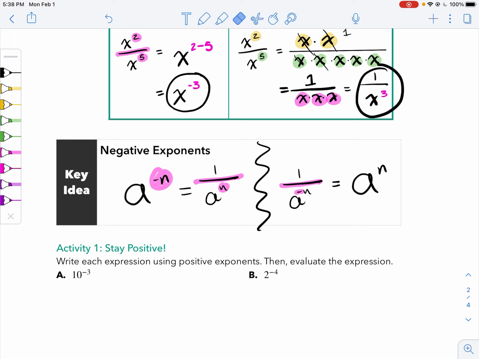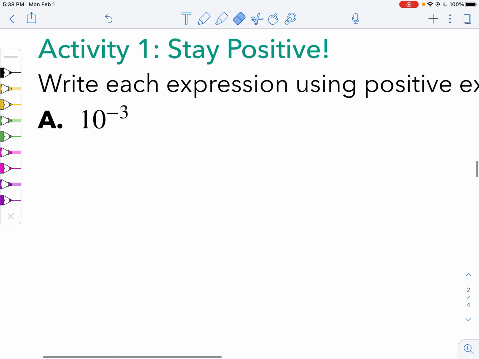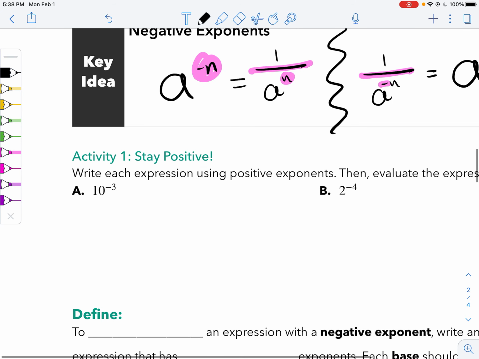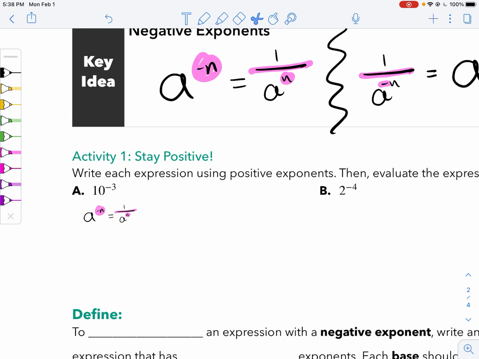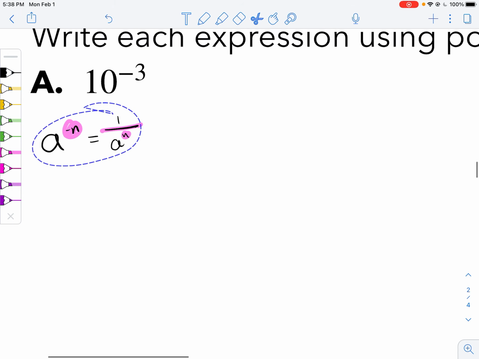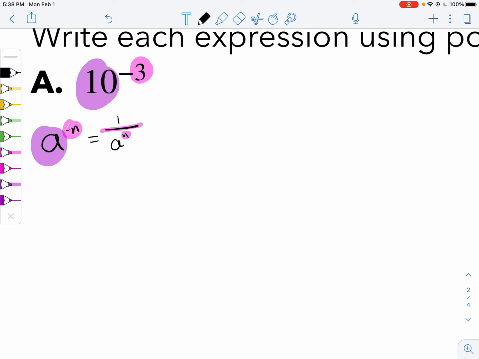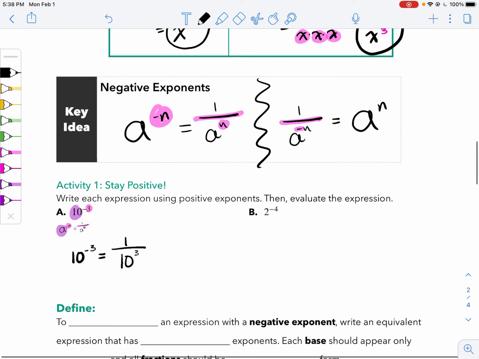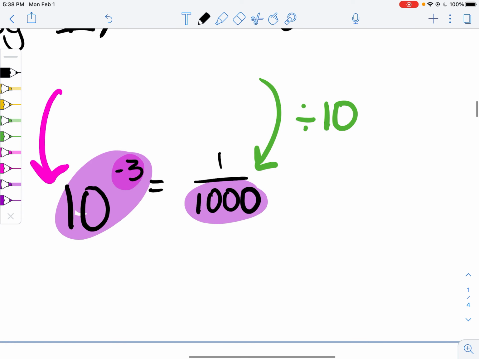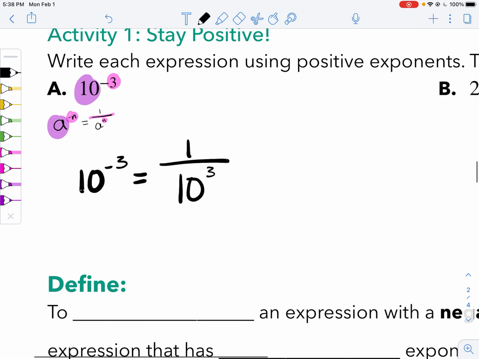I love this rule. So let's figure out how we can rewrite these expressions. Okay, 10 to the negative 3rd. If we have any number to the negative something power, we put it underneath the fraction. So here our base is 10 and our negative number is 3. So 10 to the negative 3rd is the same thing as 1 over 10 cubed. But we figured that out already. We did that up here. So this is our final answer.